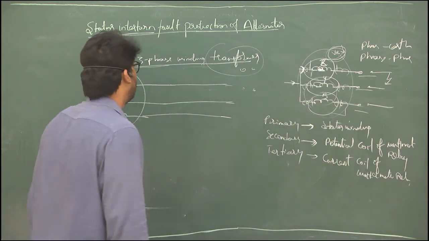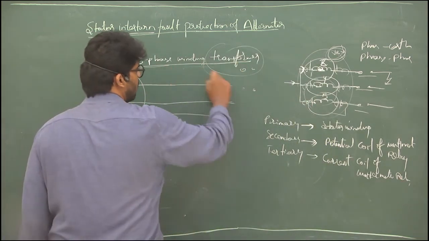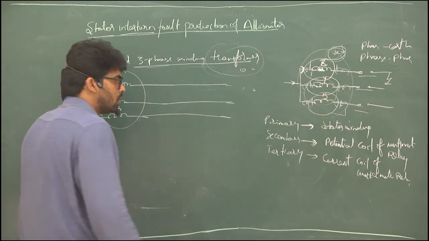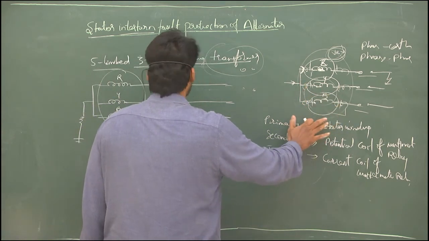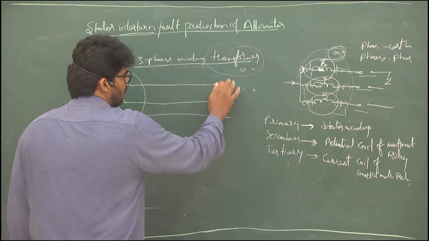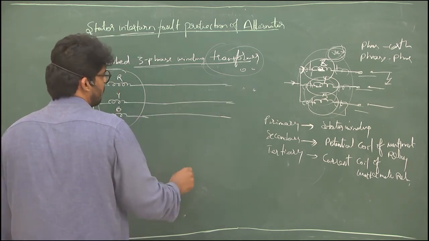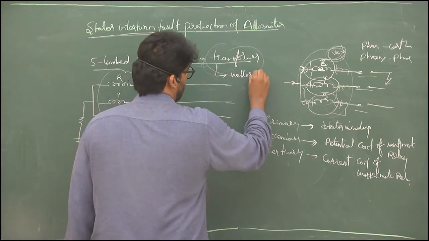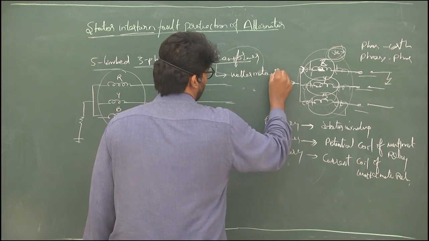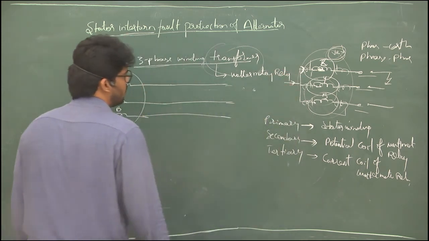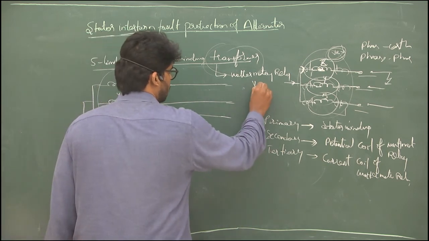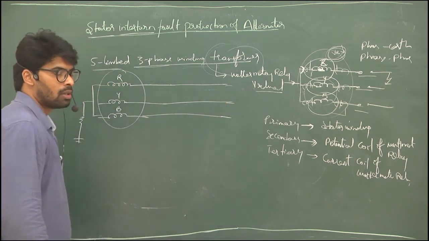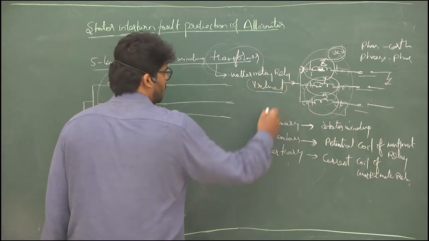I'm explaining why we go to the 5-limbed 3-phase winding transformer. In many generators, grouping is not possible. So where there is only the possibility of one section, we'll go to the 5-limbed 3-phase winding transformer. In this transformer we use a relay, that is the wattmeter relay, which works by using the residual voltage, V residual. We need to get the V residual voltage to operate that wattmeter. Now we'll see how this V residual is produced.